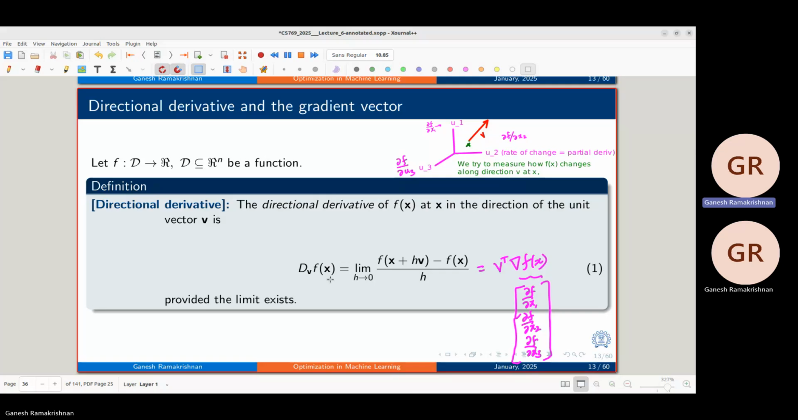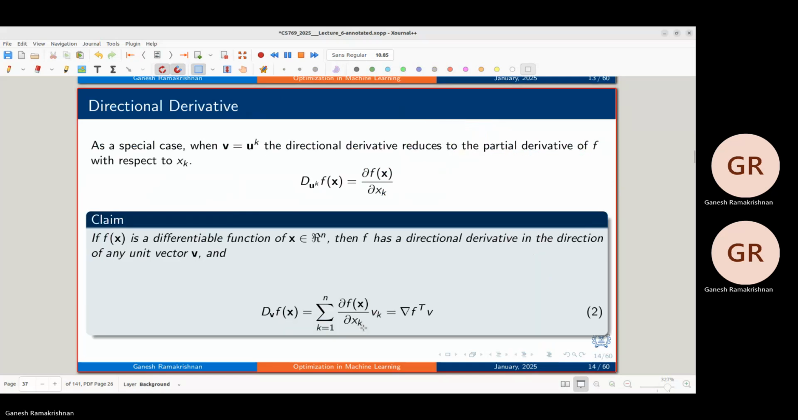This intuition. I hope you don't get confused. Here I've actually shown the direction vector in 3 dimensions, whereas on the board the direction vector is in 2 dimensions. So this is the whole notion of a directional derivative. If f is a differentiable function, the directional derivative along v at x is the gradient of f at x dot product with v.